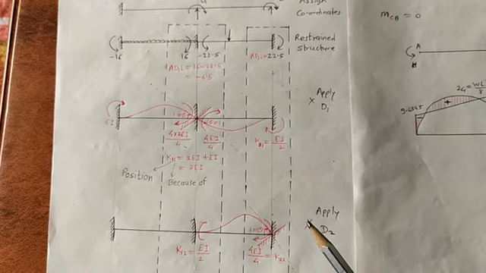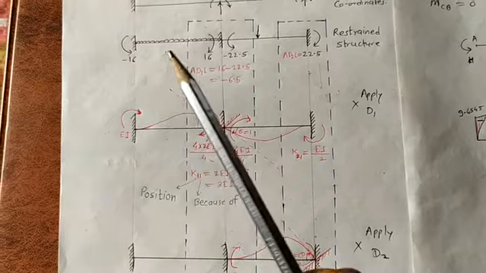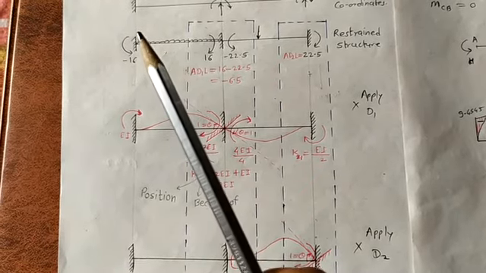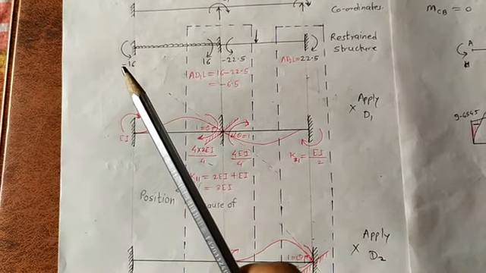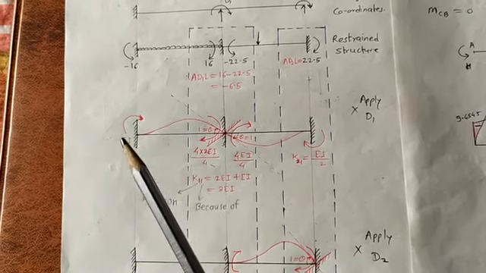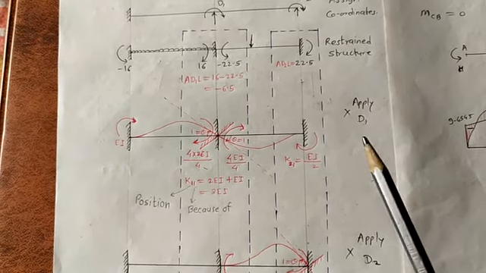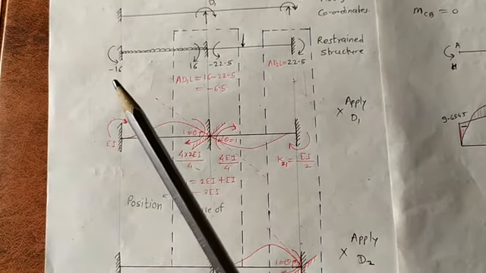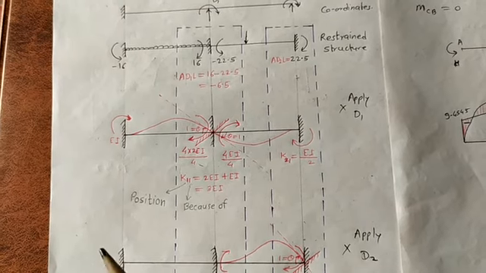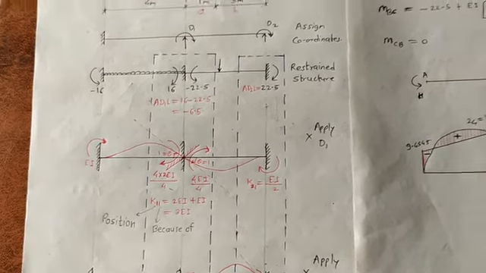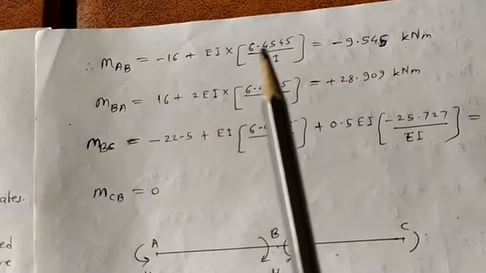In that, just consider the AB portion. We are going to find MAB, that's why consider only this portion. This moment is going anticlockwise, that's why take this minus 16. This is going clockwise, so take it plus, and this diagram is multiplied by D1. So minus 16 plus EI multiplied by D1, and here there is no moment, so it will be 0. The same I have written over here: minus 16 plus EI multiplied by D1.